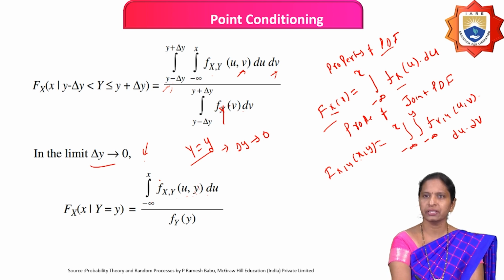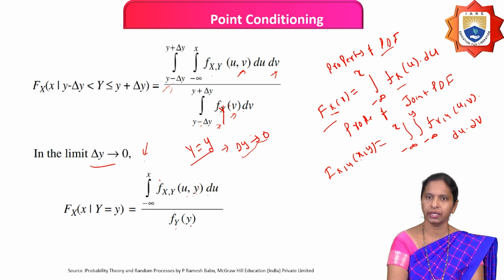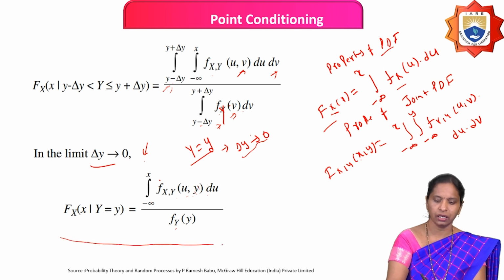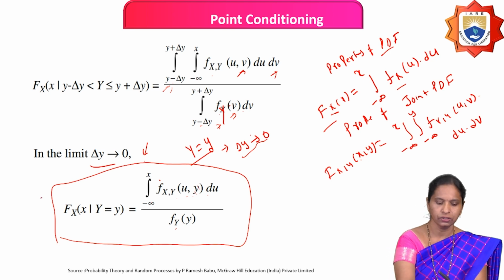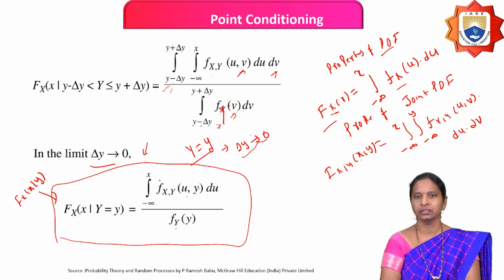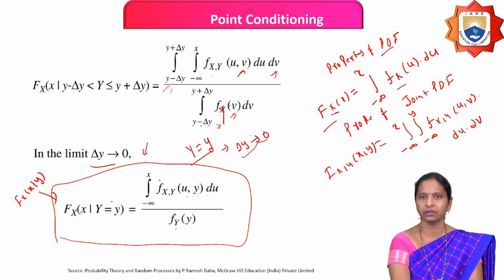So previously the random variable y was taking the interval y minus delta y to y plus delta y. But in the case of point conditioning, if I substitute delta y as 0, then this random variable y is taking a single value of y. Therefore, this is nothing but fy of y. So therefore, this is the conditional distribution function of the random variable x. This also can be written as Fx of x given y. The other representation of Fx(x | y = y) is nothing but Fx of x given y.